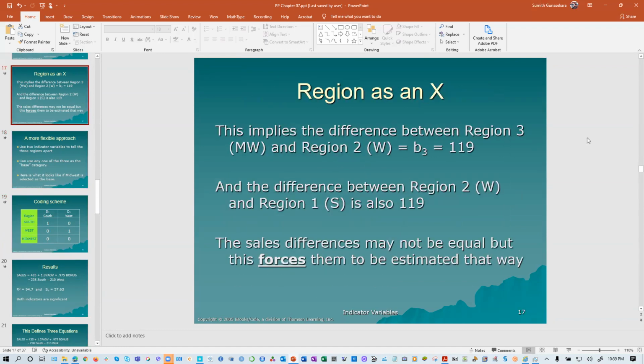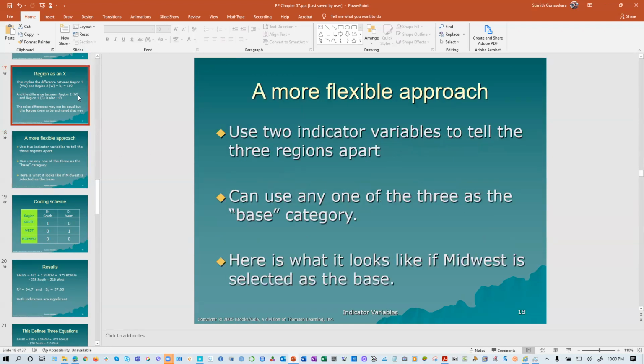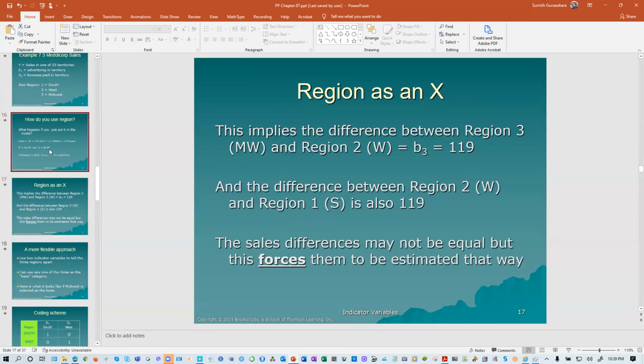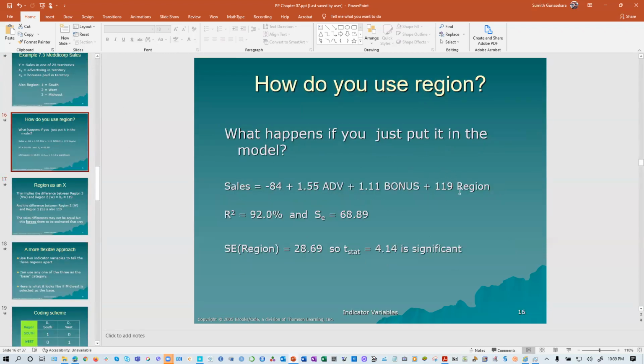See, this implies only this one. They have the gap difference between the sales in the two regions only. The sales difference may not be equal, but this forces them to be estimated that way. But the only thing we know, if you go in this route, is the differences between the sales between two regions only. Other than that, you cannot make any sales.